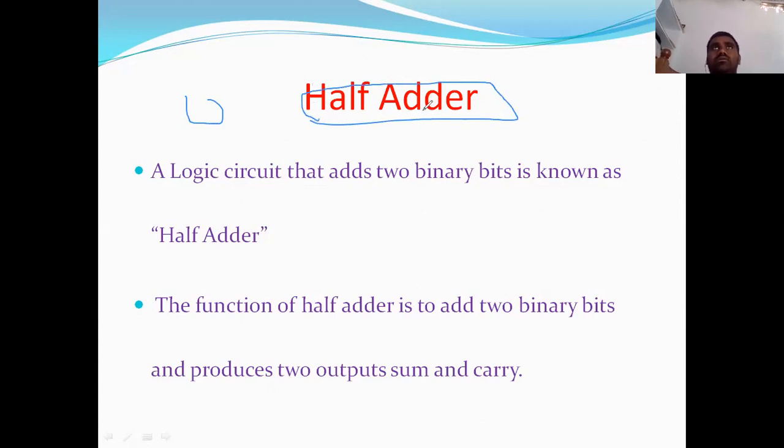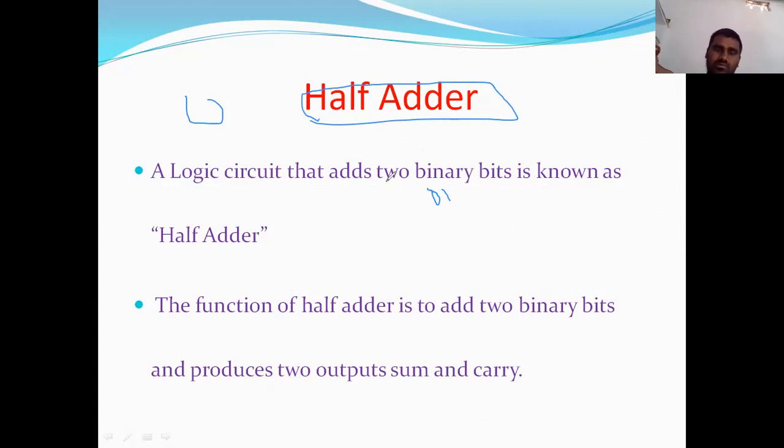Adder is nothing but it's adding the two binary inputs. So here a logic circuit that adds two binary bits is known as half adder. Binary bits are nothing but we have only two values, 0 and 1. So these two binary bits are added in this logic circuit. That combinational circuit is also known as half adder. A logic circuit that adds two binary bits is known as half adder.